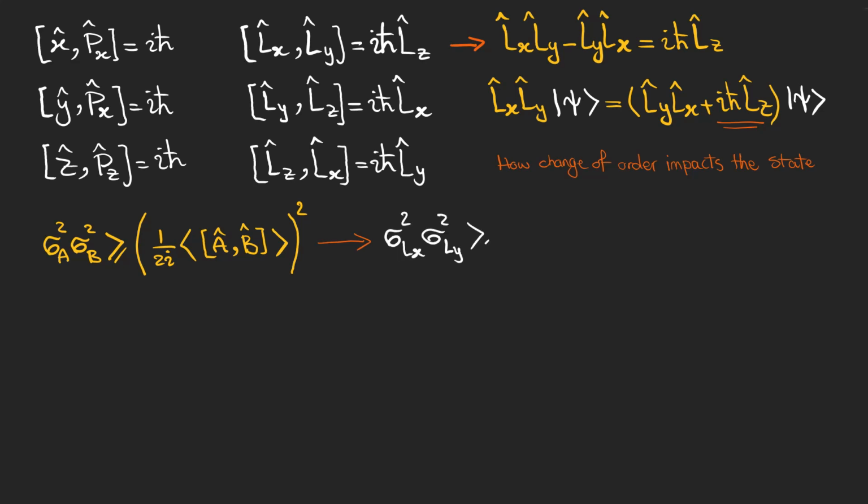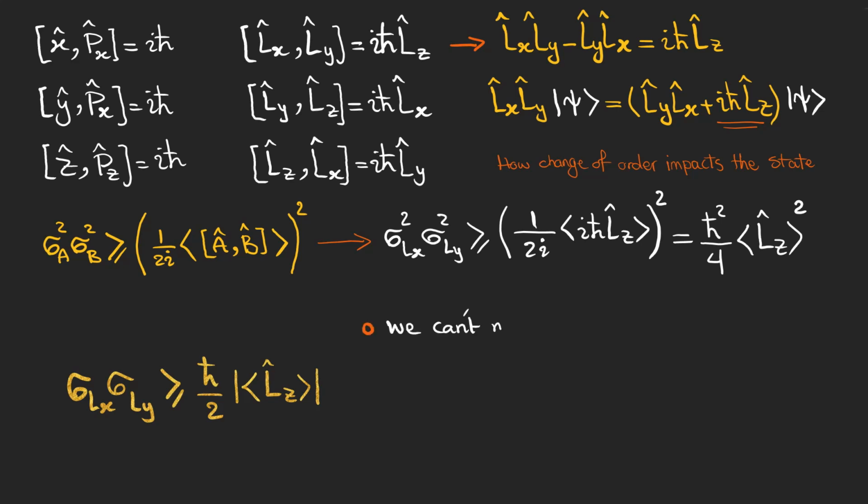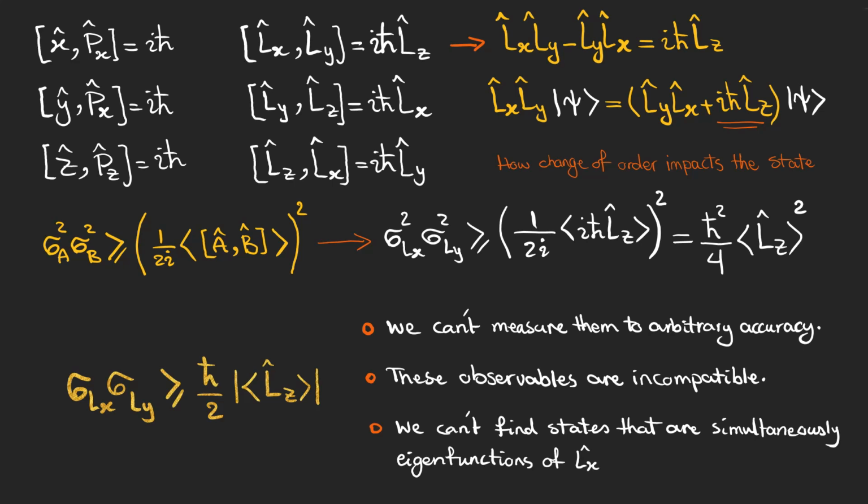So let's use it for Lx and Ly. It gives ħ squared over 4 times the expectation value of Lz squared. And this expression tells us that we cannot find and measure Lx and Ly accurately. Actually, we cannot measure them to arbitrary accuracy. And these two operators, these two observables, are incompatible. So here we can say that we can't find states that are simultaneously eigenfunctions of Lx and Ly.